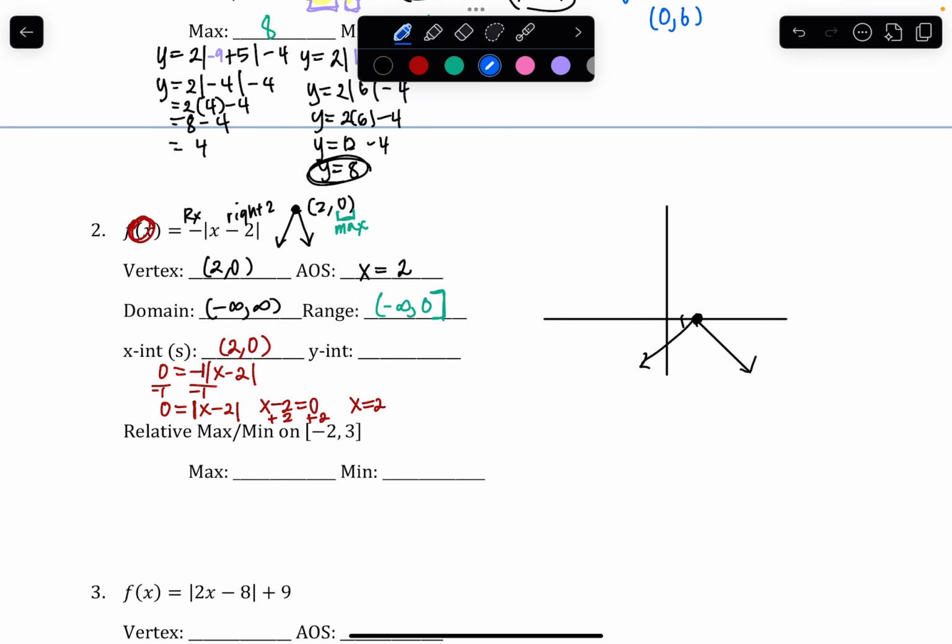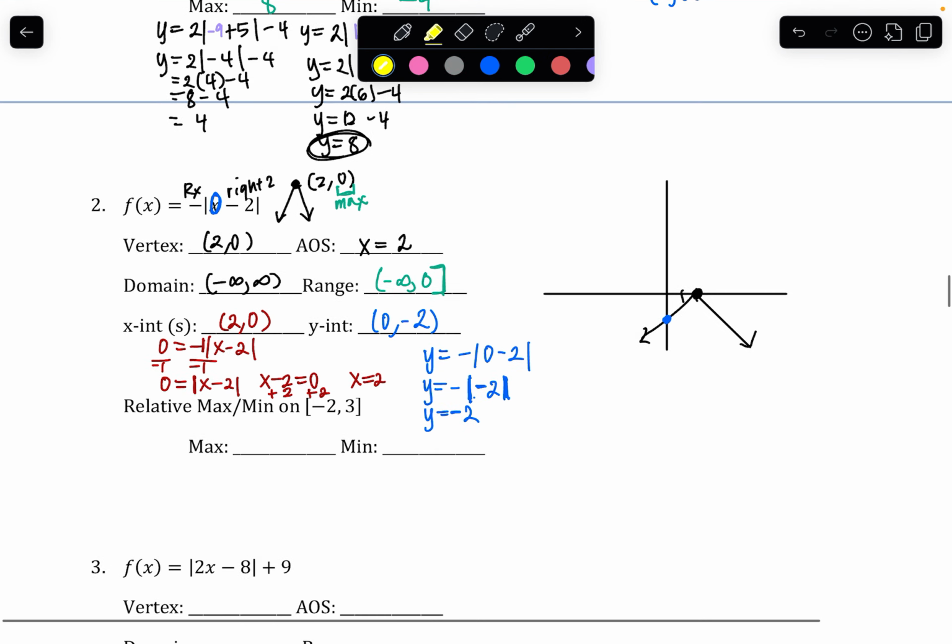Okay, so for the y-intercept, we plug in 0 for the x and number crunch. So y equals negative absolute value of 0 minus 2, which is negative absolute value of -2. And then just the absolute value of -2 is positive 2. And so these negatives don't cancel. This negative gets taken care of by the bars, and then the negative outside is still there. And so my y-intercept is 0, -2, which makes sense according to my sketch.